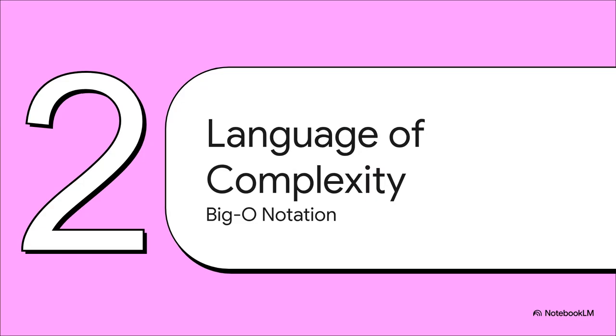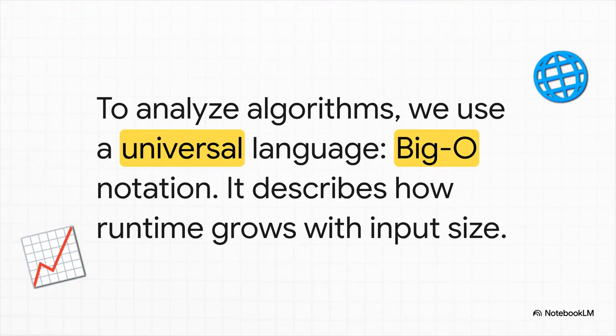Now, to solve any mystery, you've got to speak the language, right? You need a way to describe what you're finding. And that brings us to the language of complexity. And for us, that universal language is big O notation. Now, here's the most important thing to get about big O. We are not trying to calculate the exact runtime in seconds. That's impossible. It changes with every computer. Instead, big O gives us a way to talk about how the runtime scales or grows as the size of our input gets bigger and bigger.